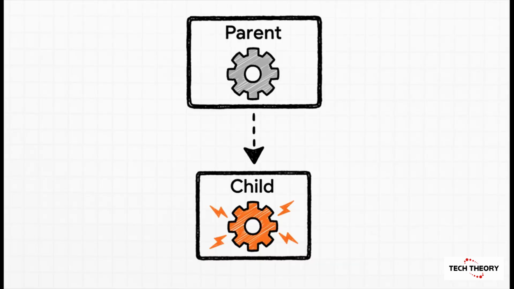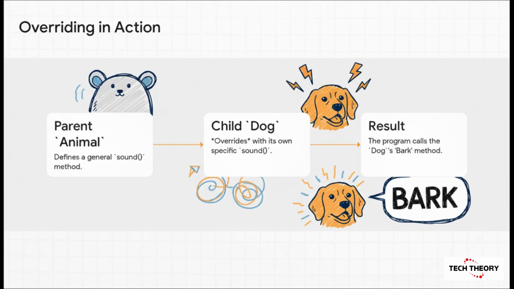And now for the second type, runtime polymorphism, or method overriding. This is where things get really dynamic and, frankly, way more powerful. This is all about a child class creating its own special version of a method it got from its parent class. Let's circle back to our animal example. Say we have a general animal class, and it has a basic sound method.